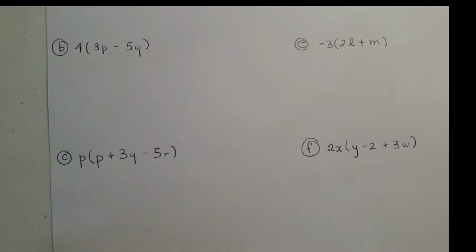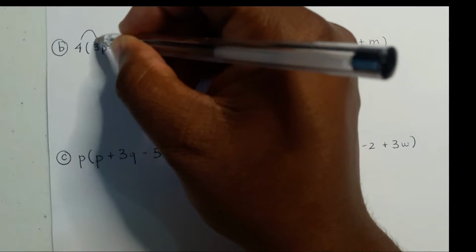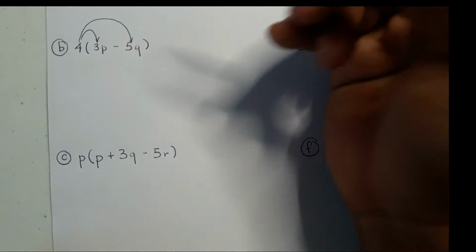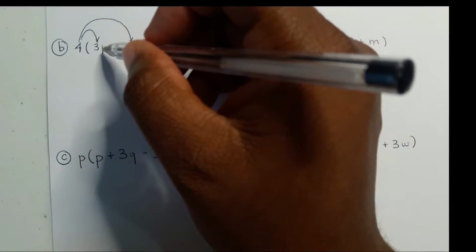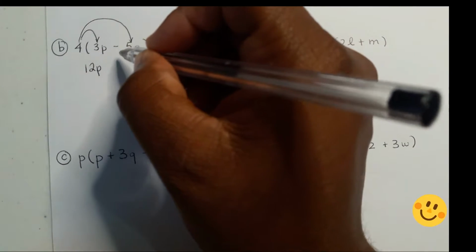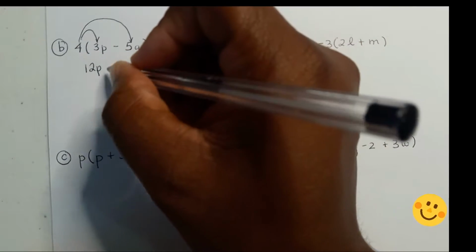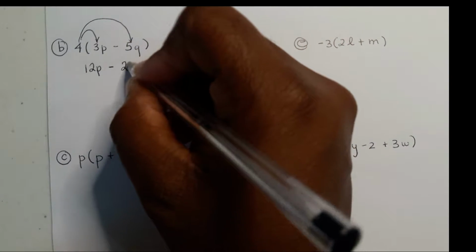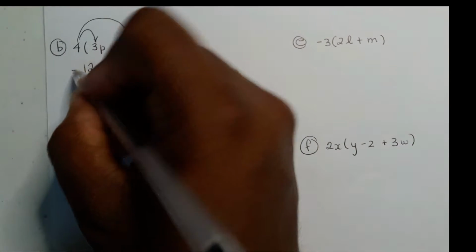Now for b, same thing, you're multiplying this by that, and you're multiplying this by that. So 4 times 3p will give you 12p, and 4 times negative 5q will give you negative 20q. And that's the answer for that.